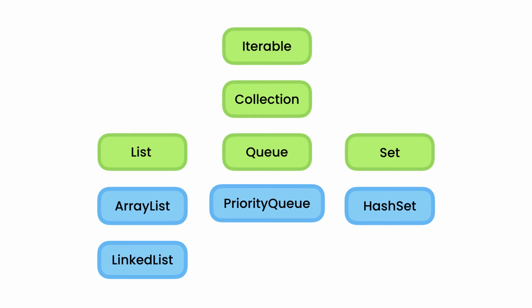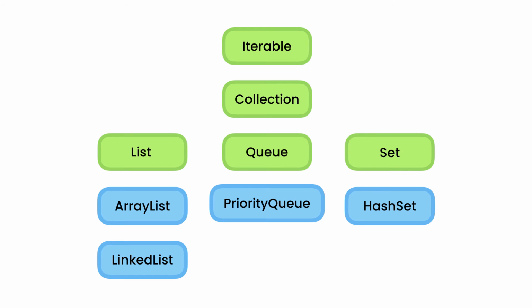We have another implementation called LinkedList, which is based on the linked list data structure. The explanation of linked lists goes beyond the scope of this course. I've covered them in detail in my data structures and algorithms course. So we have two different implementations of the List interface. Again, most of the time you would be using the ArrayList class.